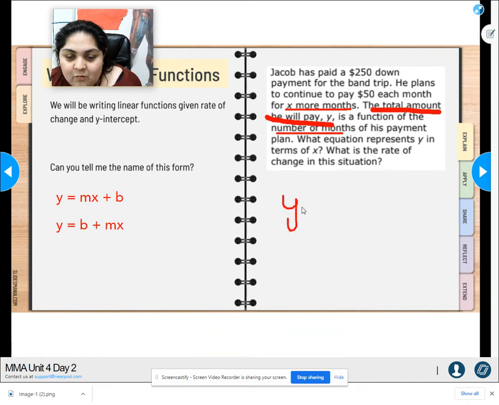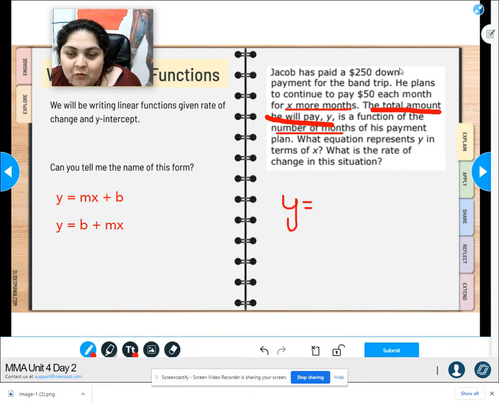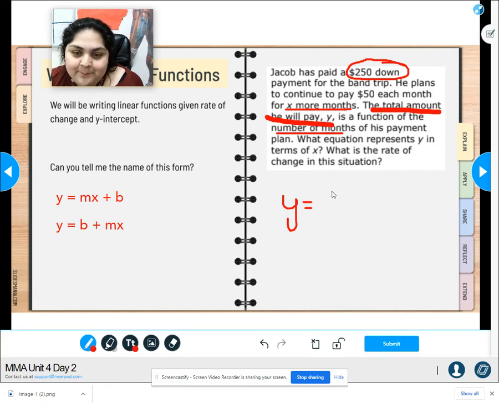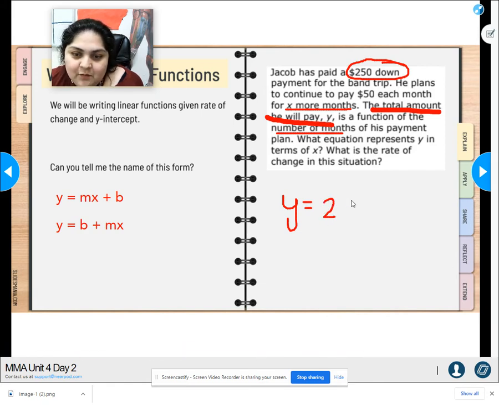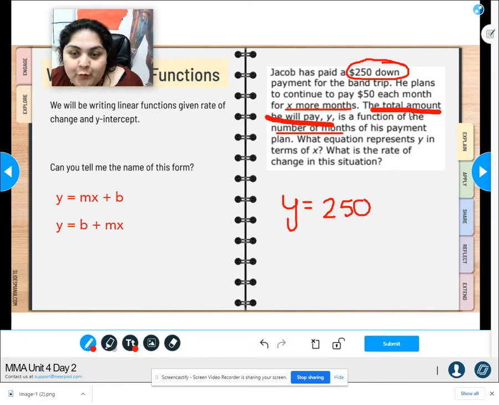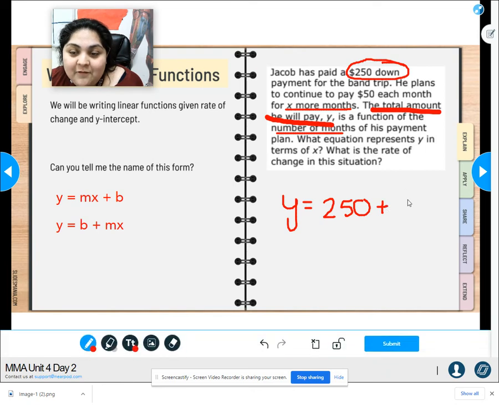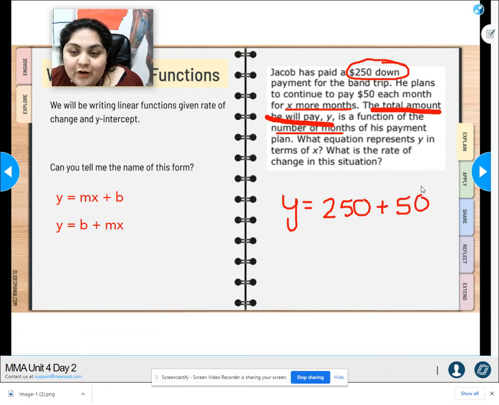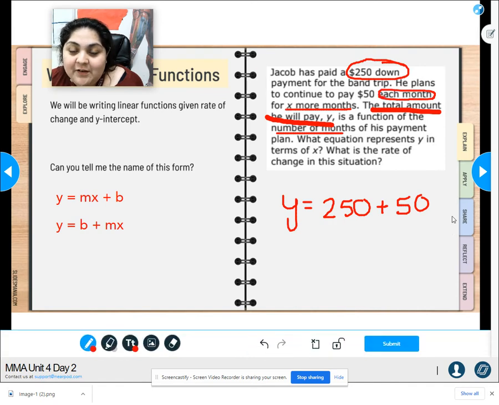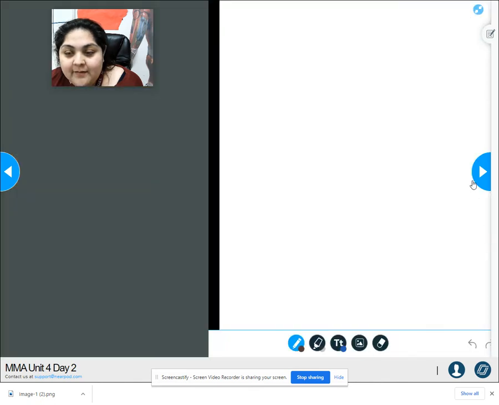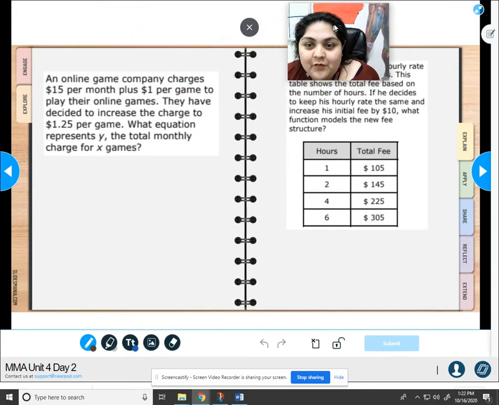So y equals, he did a down payment, so that is my y-intercept, because he paid it one time. That's what a down payment is, you pay it one time. And then it said the total amount. Total means that I'm adding. And he's paying $50. The word each tells me that's what I'm multiplying by the month, and months represents x. There's my equation. Submit.